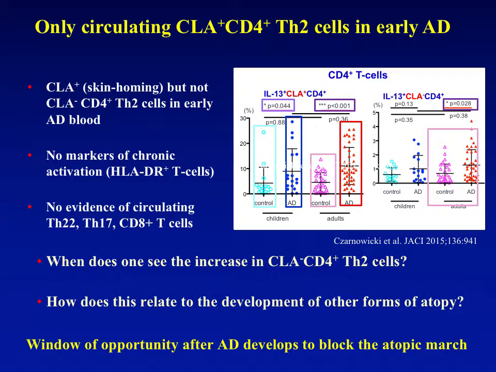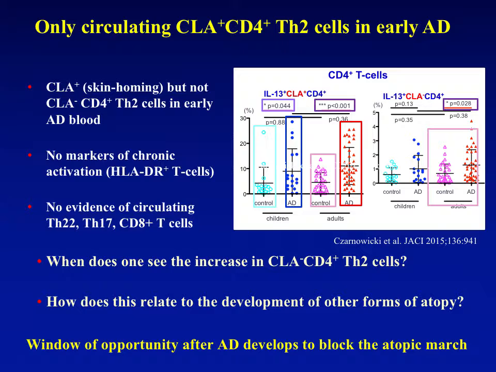In addition, there's no marker of chronic activation in these young children, as you see in adults, and there's no evidence of circulating CD8 positive cells or CD4 or CD8 positive cells that express Th22, even though we've got a lot of that IL-22 in skin, or Th17, even though I'm not showing you this, but in fact children have a lot more overall of the Th17 expression in their skin.